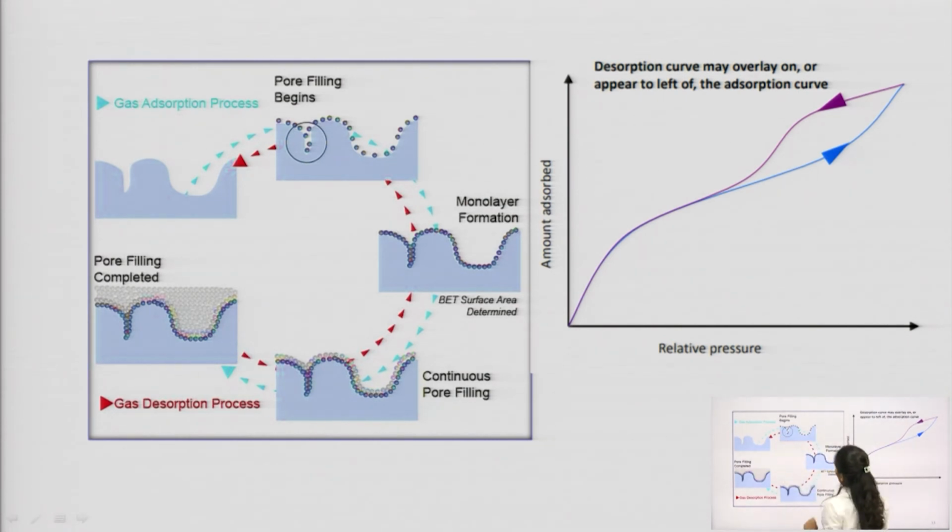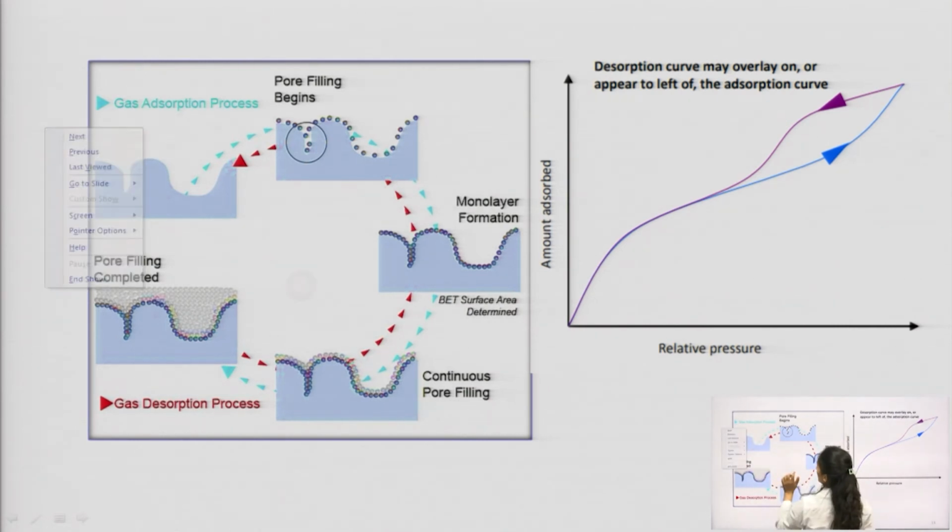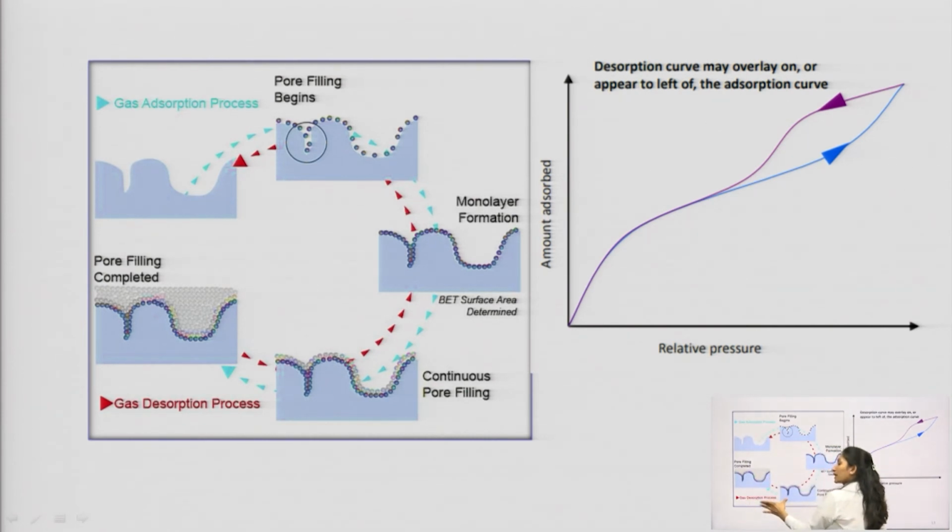So this red process, starting from the gas adsorption process. The blue process is this green. This process is for the gas adsorption process, and the red one is the gas desorption process. तो पहले क्या स्टार्ट हुआ था, गैस का एड्जॉर्प्शन.